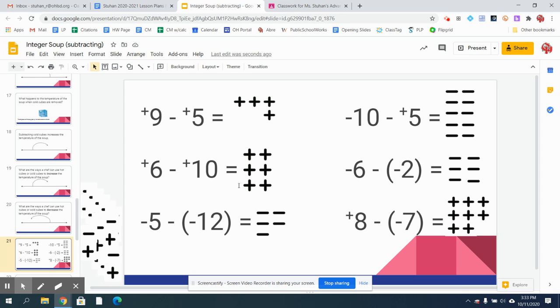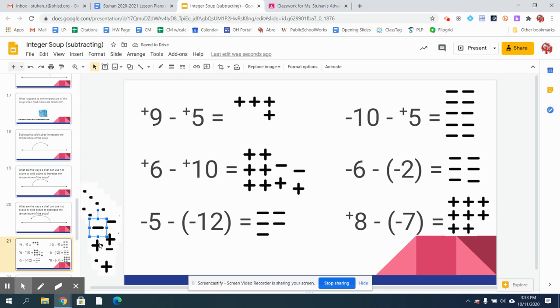But let's take a look down here at this example where we've got a positive 6 minus a positive 10. How do we subtract a bigger positive from a smaller positive? Well, again, we have to add zero pairs. I know this gets a little confusing, but we started out with 6 positives. Now we want to add more positives, but doesn't that change my original number?